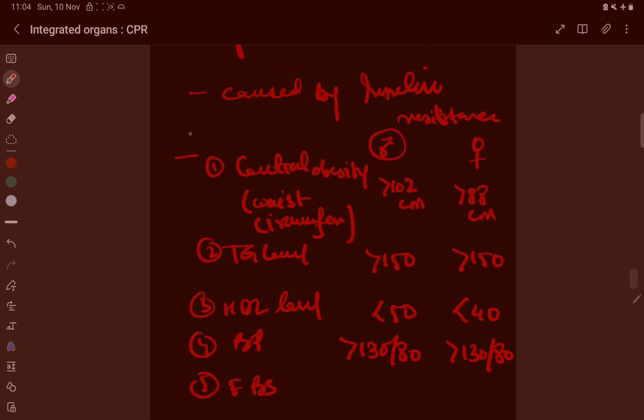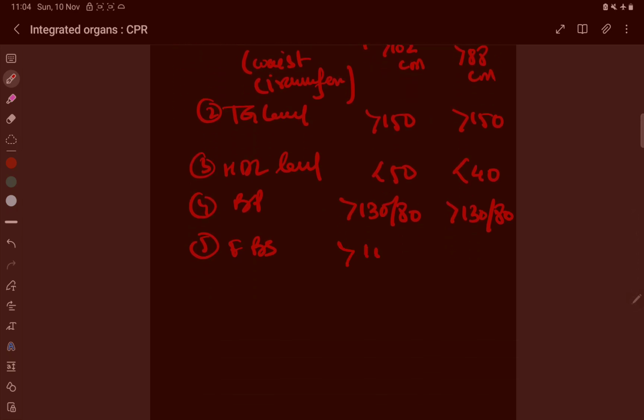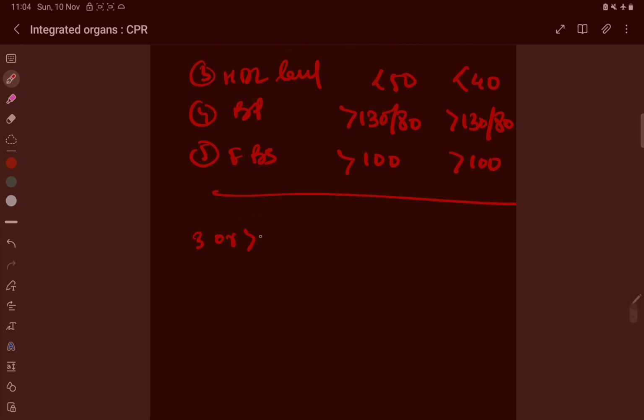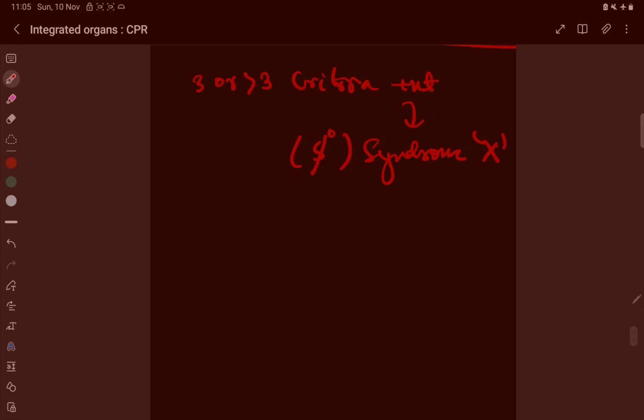Okay, so this is basically the ATP criteria for metabolic syndrome. The fasting blood sugar again is 100. Okay, so if there are 3 or more than 3 criteria present, it is known as syndrome X. So in syndrome X I'll write like this. Whatever I've learned from my teachers, I want to teach you in the same way. Okay, so this is syndrome X.